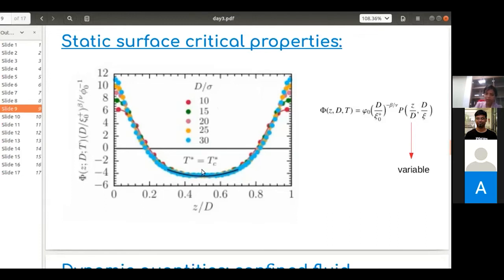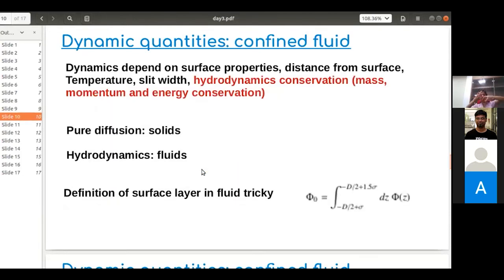So these are some of the properties of the static quantities. Let's now have a look at the dynamic quantities. Once again, like the static quantities, they're going to depend on the surface properties. By surface properties, I mean the surface interaction strength, as well as whether it prefers the A type of particles or the B type of particles. The quantities are going to depend on the distance from the surface, on temperature, and on the slit width.